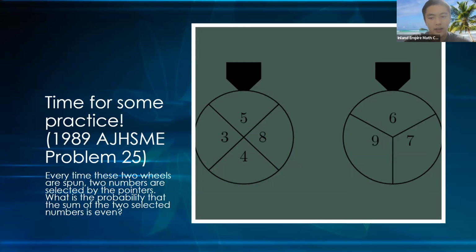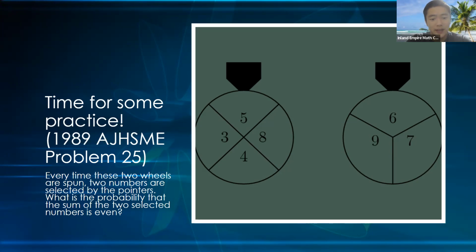All right, so here's another spinner problem. It's so fun. Okay, so this is a problem from the 1989 AJHSME, which is again the precursor to AMC. It's my favorite contest. I'm joking. Problem 25, pretty difficult, but you guys can solve this. So every time these two wheels are spun, the one on the picture, it's pretty dark for some reason. I couldn't fix the slides.